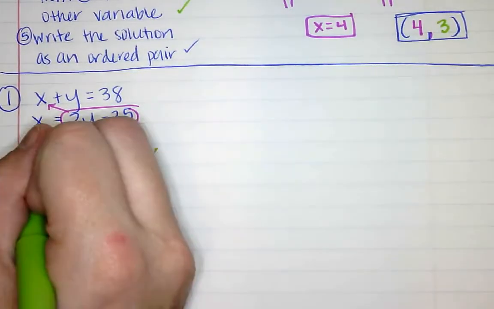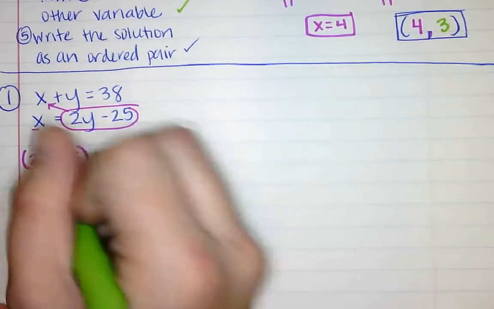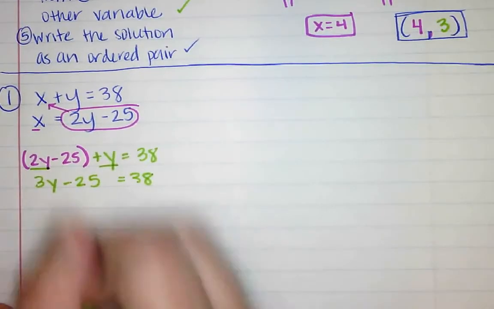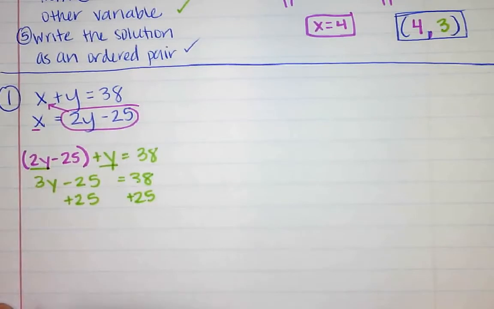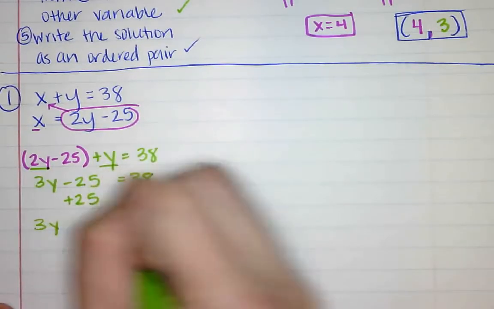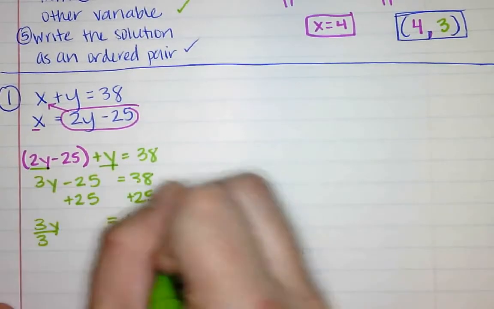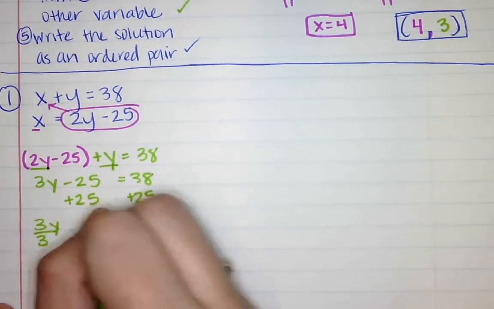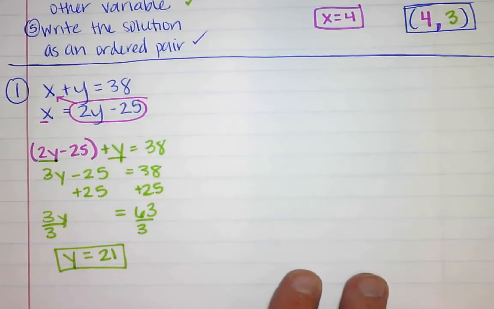So we have 2y plus y, so that's 3y minus 25 equals 38. I'm going to add 25 to both sides. That gives us 3y is equal to 38 plus 25, which gives us 63. Divide both sides by a lovely 3, and my y is equal to 21. Do y'all feel good about that? Any questions on how we found the y value there?